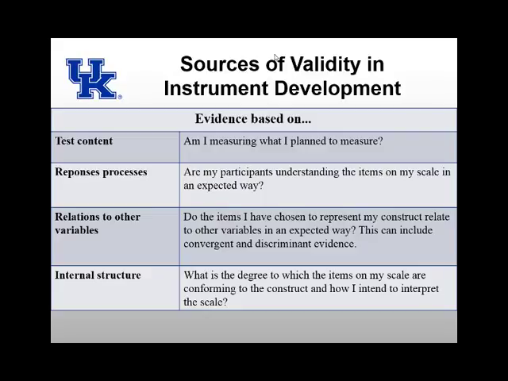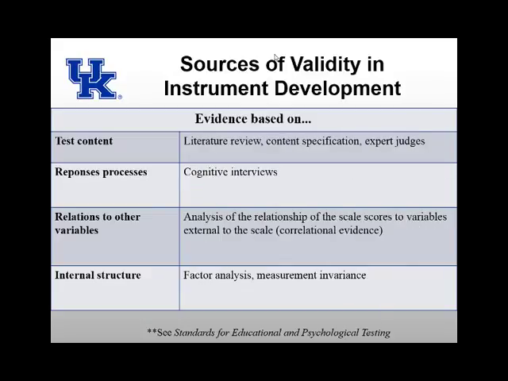So I just want to talk about some examples of places, kind of sources, where we can look for these. Again, these are just going to be examples. This is a big area that has lots of options for all of these, but I'll give you a few. So with that test content, again, am I measuring what I intended to measure? You want to look for that strong literature review. Did this scale come out of nowhere, or is it based on strong literature?